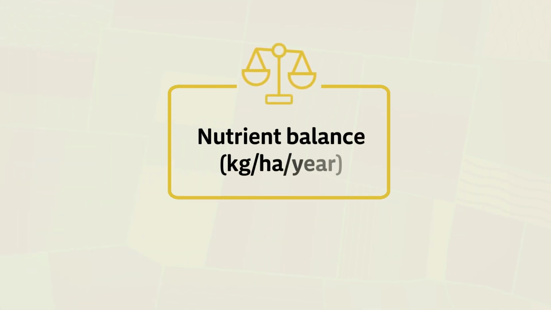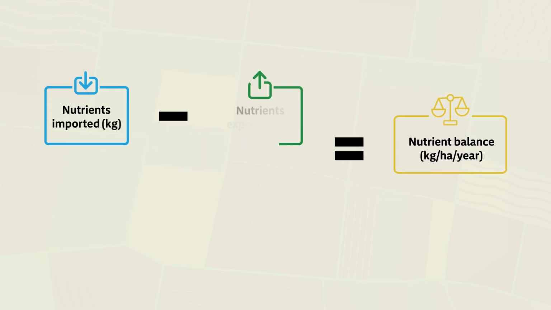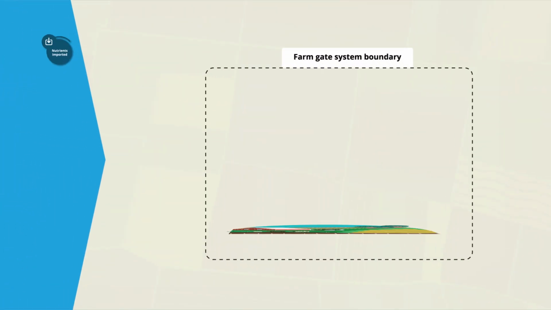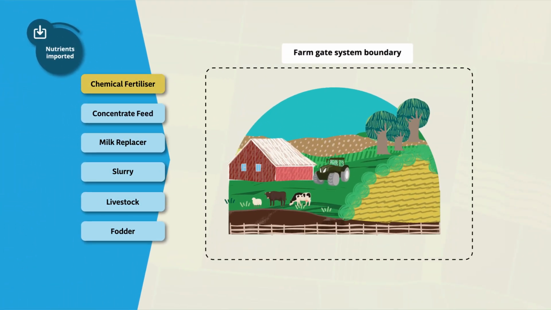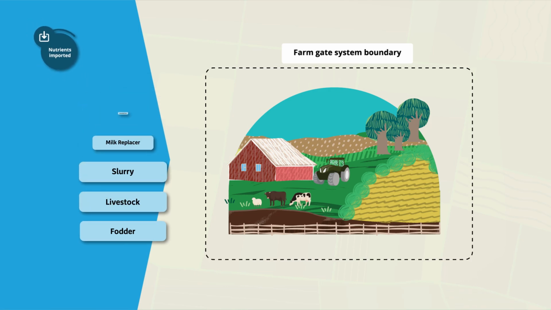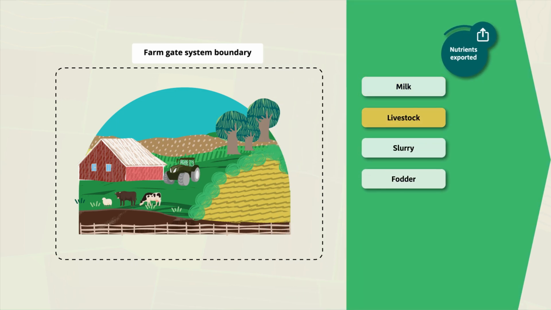Nutrient balance is an indicator of nutrient loss risk. Nutrient balance is the total nutrients imported minus the total nutrients exported from the farming system, divided by the total farm area. Nutrient balance is calculated on a yearly basis. Nutrients are commonly imported onto the farm through chemical fertilizers, concentrate feed, milk replacer, slurry, and livestock. Nutrients are commonly exported from the farm through milk, livestock, and slurry.